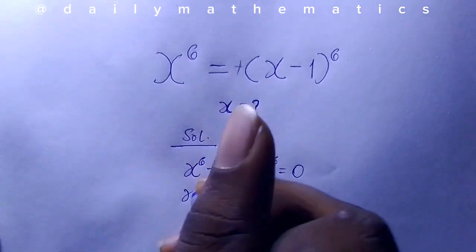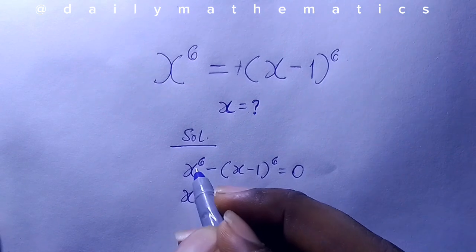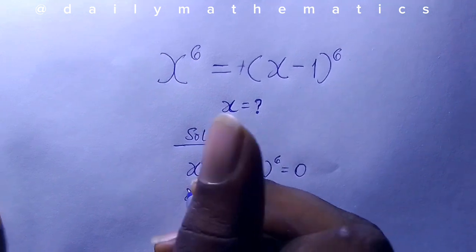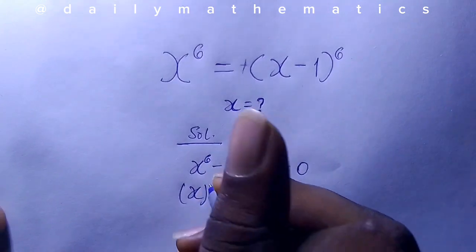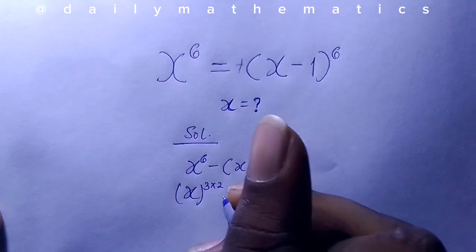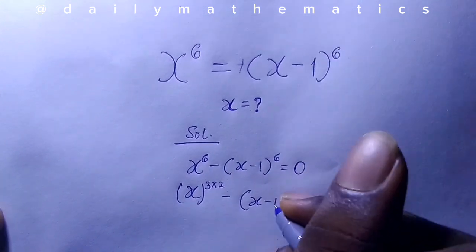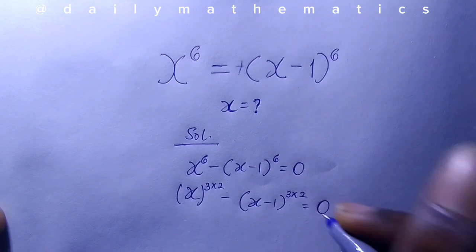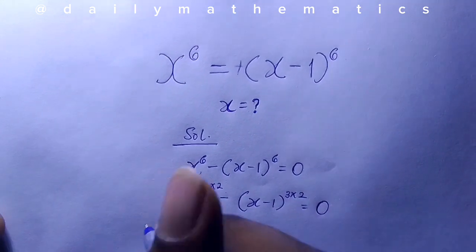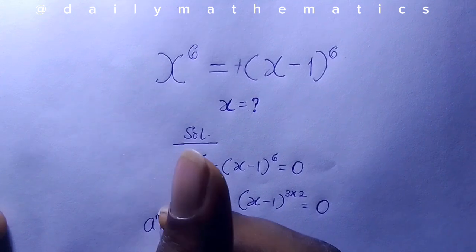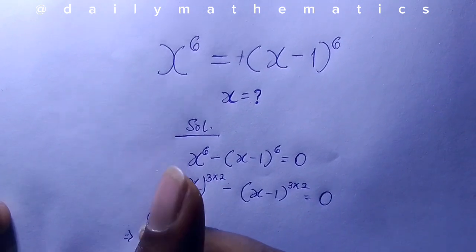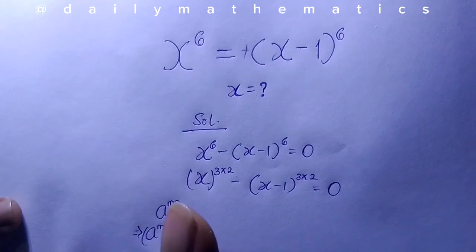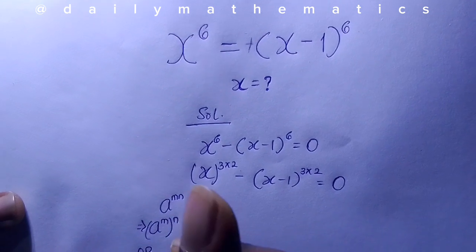From here we have x raised to the power of 6. We can say 6 is 3 times 2, right? So we can say x raised to the power of 3 times 2, minus (x minus 1) raised to the power of 3 times 2, equals 0. You remember when we have a raised to the power of mn, it can be equal to a raised to the power of m, raised to the power of n, or a raised to the power of n, raised to the power of m.